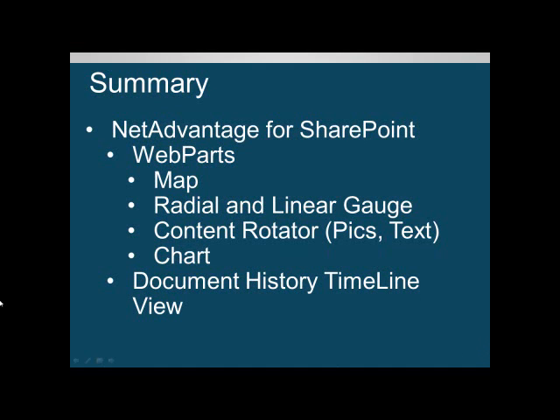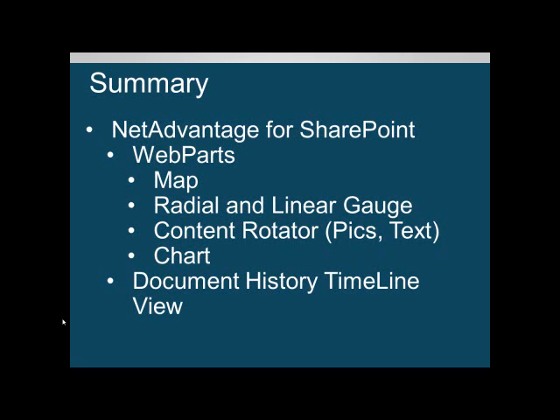at this point, you should have a good understanding, which I could summarize now, of what NetAdvantage for SharePoint is. You get some web parts in your SharePoint web part gallery that include the map. Then you get some gauges such as the radial and linear gauge. I only showed you a picture of the radial, but there's also a linear gauge, like a thermometer that's oriented vertically or horizontally. You get a content rotator, which you can rotate pics or text. If you have a repository of pictures in SharePoint, you can rotate those pictures, as well as a list of items that have text in them.